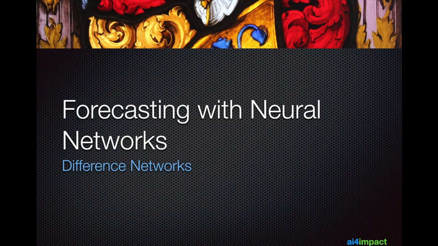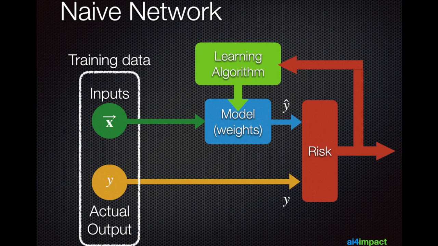I'd like next to discuss difference networks. This is a simple change to your network which can dramatically improve the forecasting capabilities of your model. You should be quite familiar with the naive network where the inputs are fed directly into the model for a prediction and then compared against the actual outputs.